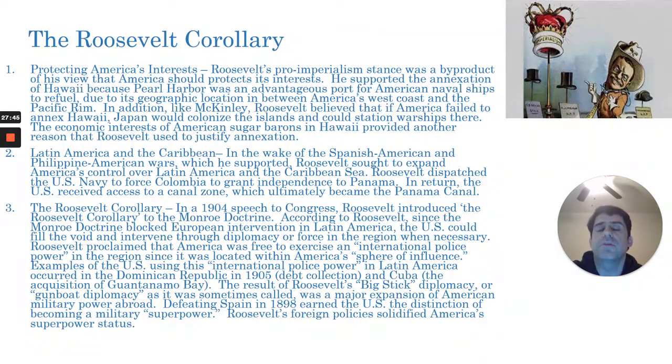First and foremost, I think we can just boil it down to quite simply, his pro-imperialism position was a byproduct of his view that America should always protect its interests, its economic interests, its military interests, and he believed that imperialism was a method to do that would be effective presently and over the long haul.